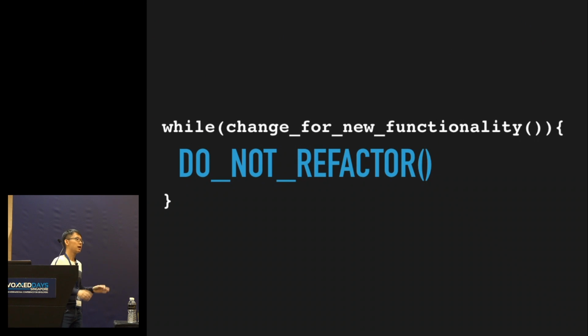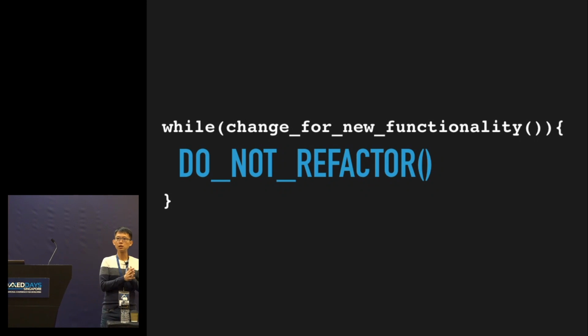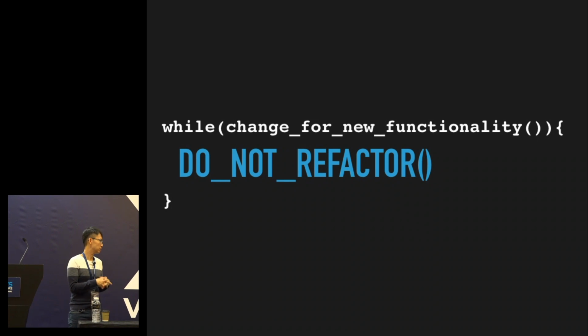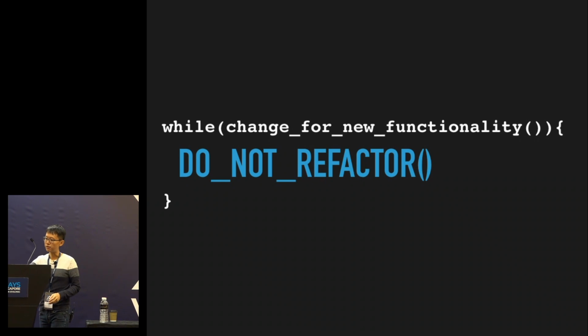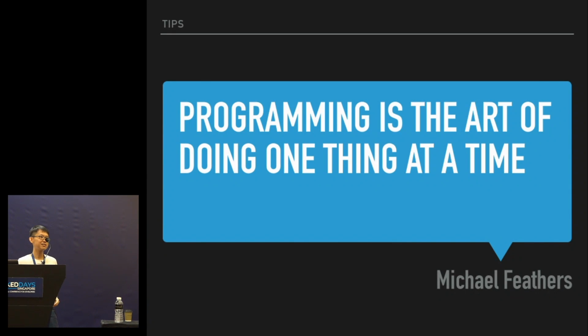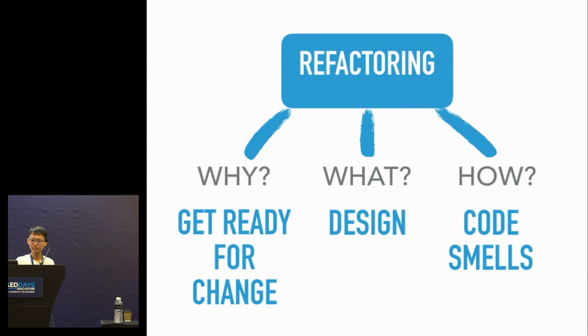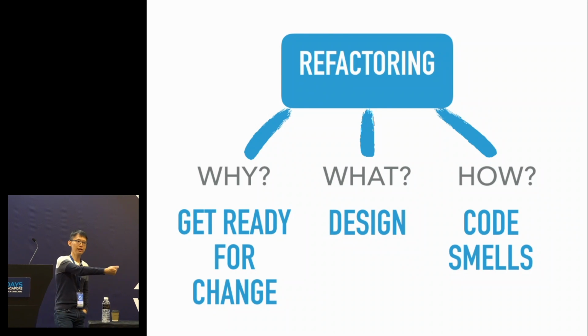Very important, as you refactor, do not add new functionality that will break the tests or break the build. This relates to what Michael Feathers said: programming is the art of doing one thing at a time. So to recap, refactoring, why do we refactor? Because we want to make it easier to change later.